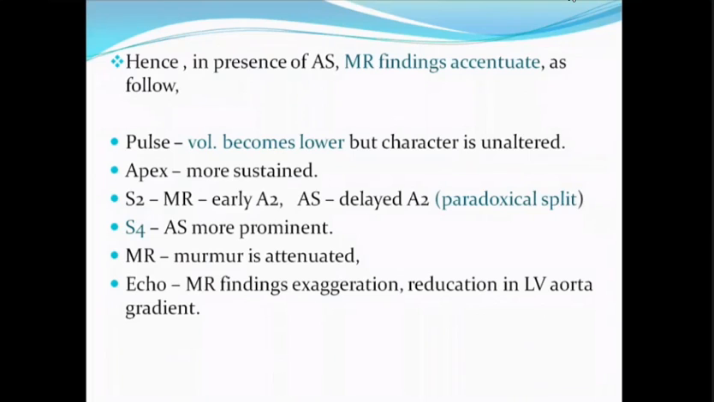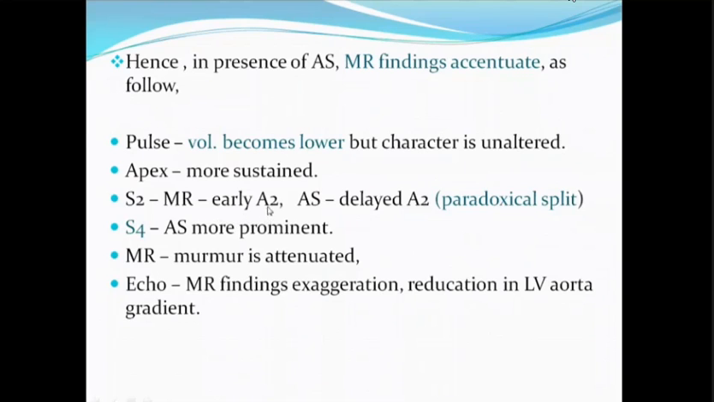If we see the pulse, the pulse volume becomes lower, but the character is unaltered because of aortic stenosis in a patient with mitral regurgitation. With the presence of AS, the apex is more sustained. Because in mitral regurgitation, the apex beat is generally hyperdynamic, but if AS is present, the apex is more sustained. Then the effect on the second heart sound.